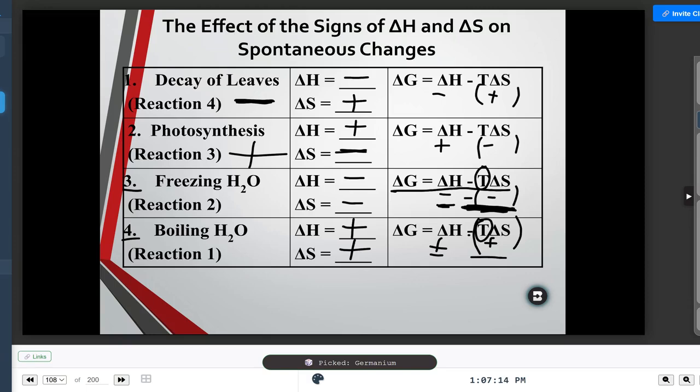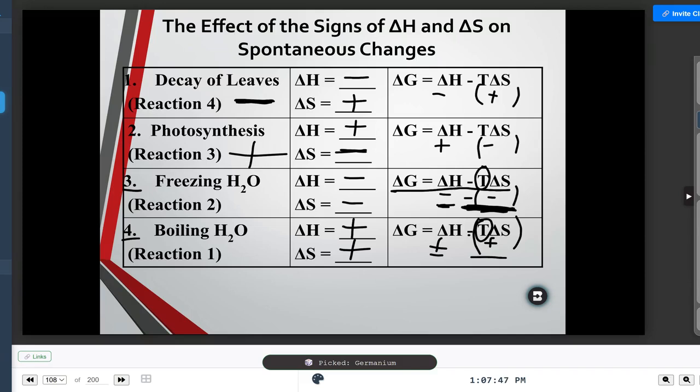Questions on these processes? We can see it in terms of a formula, and it's kind of neat to be able to look at what's happening in nature, decays of leaves and photosynthesis and freezing and boiling, and see that these processes can be described with mathematics, and through thermochemistry, we have these energy values that we can actually assign to things that are actually happening in the physical world around us. And I just think that's pretty beautiful.